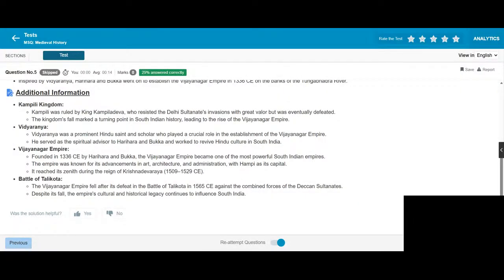Battle of Talikot. The Vijayanagar Empire fell after its defeat in the Battle of Talikot in 1565 CE against the combined forces of the Deccan Sultanates. Despite its fall, the empire's cultural and historical legacy continues to influence South India.